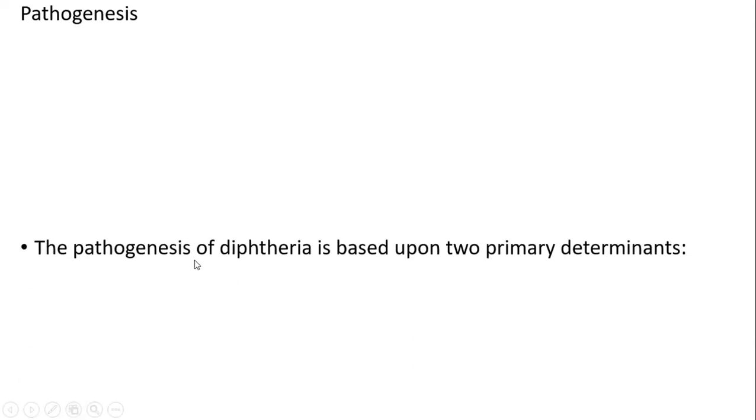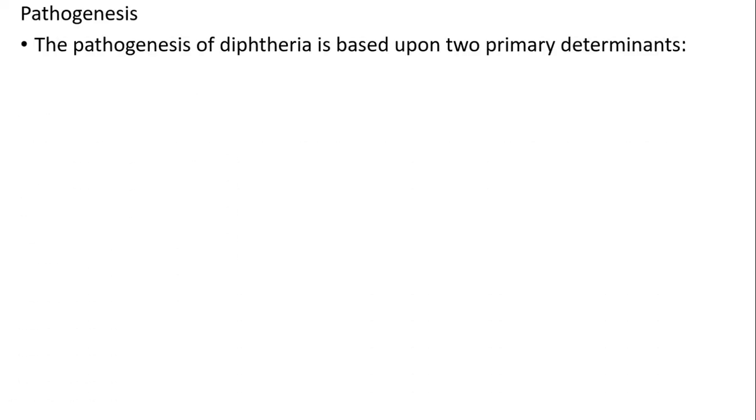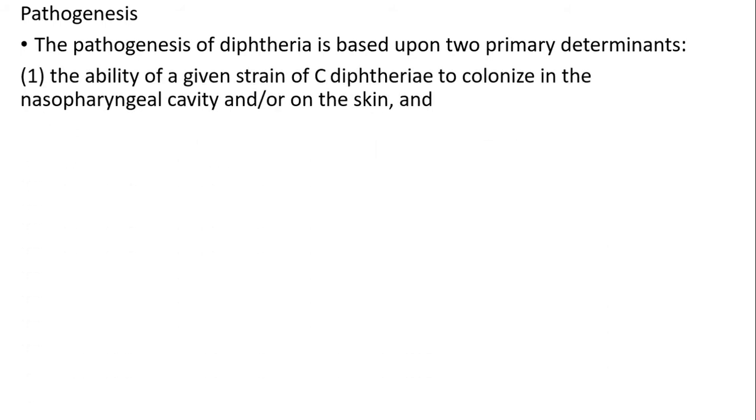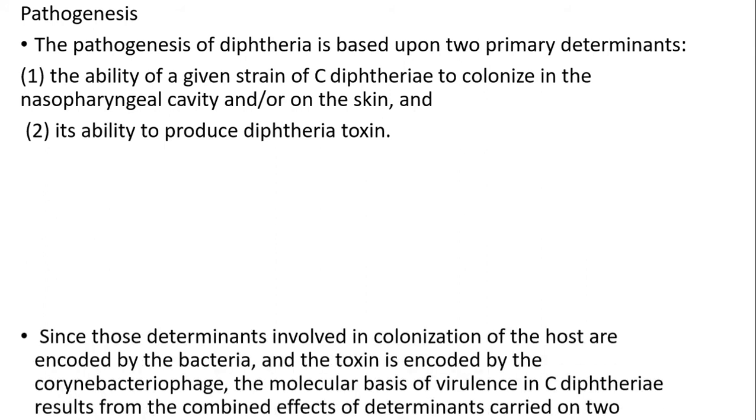Pathogenesis. The pathogenesis of diphtheria is based upon two primary determinants. The first is the ability of a given strain of diphtheria bacillus to colonize the nasopharyngeal cavity or the skin, and its ability to produce diphtheria toxin.